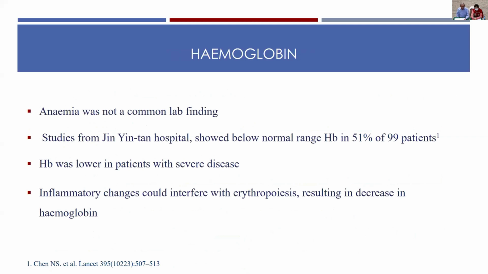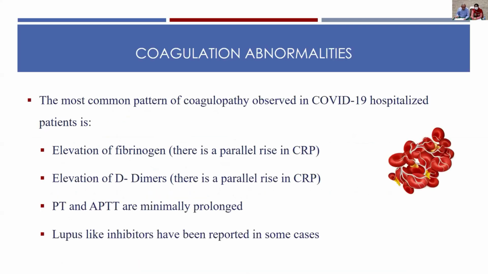Anemia has not been a common lab finding. However, some studies that came from the Jinyintan Hospital in China showed that the hemoglobin was below normal range in more than half of the 99 patients that they saw. And once again, the hemoglobin was lower in patients with severe disease. And this was a similar observation with our patients here. And the inflammatory changes could interfere with the hemoglobin synthesis, right?